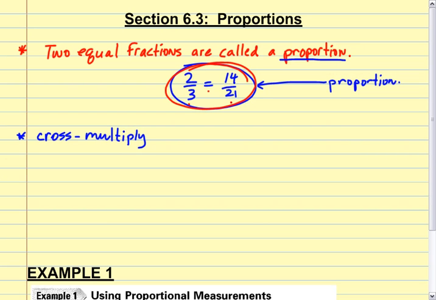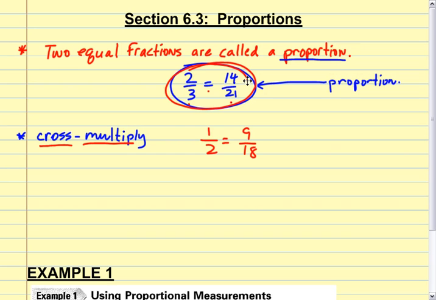Okay? Now, there are some interesting things about proportions. Let me show you a few. First, we're going to talk about cross multiplying. All right? Let's take this proportion. 1/2 is equal to 9/18.